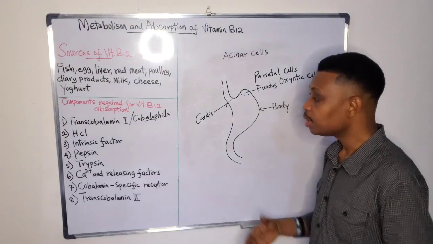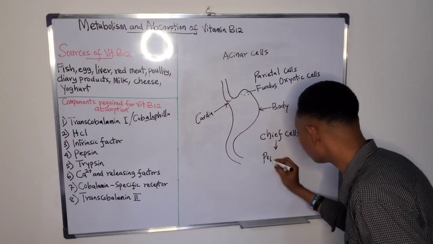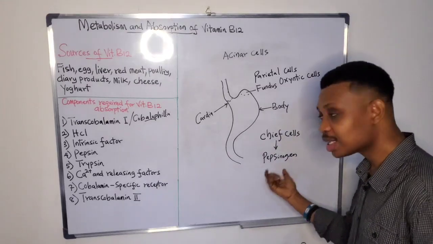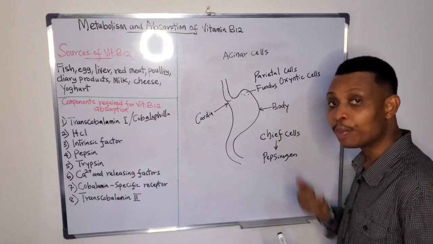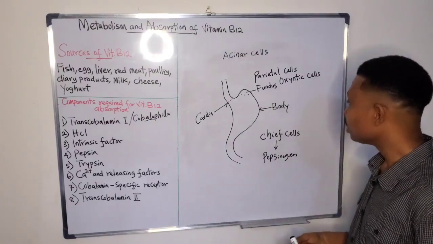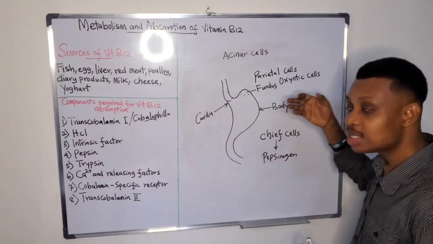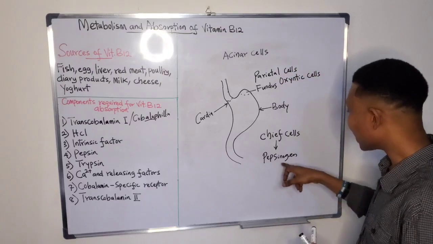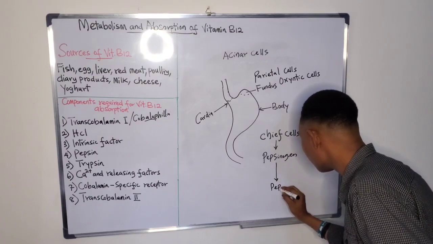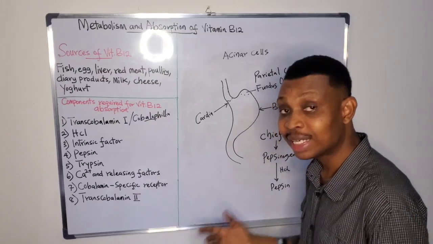And the next one is pepsin. The chief cells secrete pepsinogen. But this pepsinogen is an inactive form that needs to be converted to pepsin, which is the active form. Now, for this pepsinogen to be converted to pepsin, it must be acted upon by hydrochloric acid. So the hydrochloric acid that has been secreted by the parietal cells will act on pepsinogen to form pepsin.